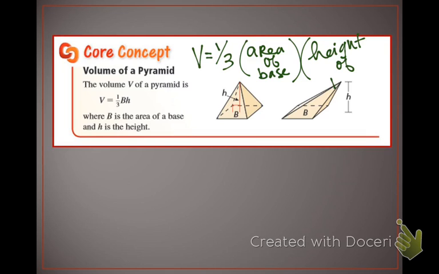Wait, so what was the other one? So this is the volume of a pyramid. What was the other one? A prism. Oh, height of. So it's the same thing. This is a pyramid, so it's 1/3, and then area of the base, height of the object.